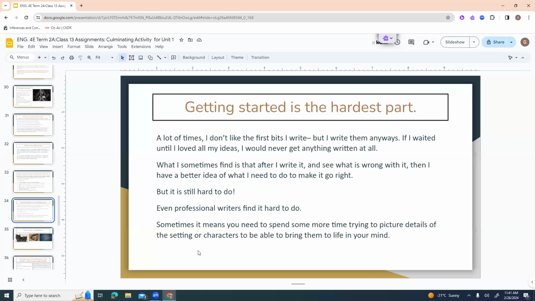And then I've got a better idea of what I need to do to make it right or to just start writing fresh. But having said that, it's still kind of hard to do. And even professional writers find it hard to do. Now, sometimes that means that you need to spend more time trying to picture details of the setting or the characters to be able to bring them to life.